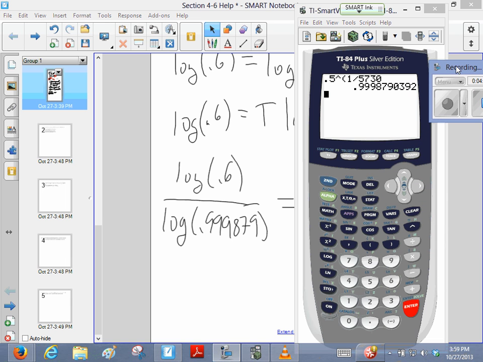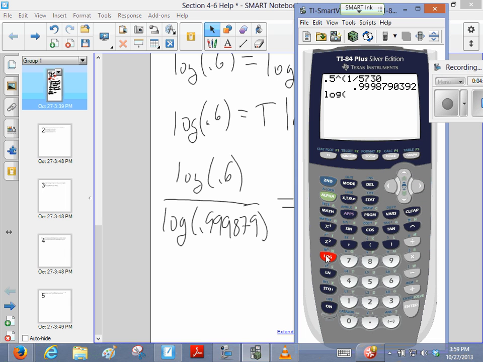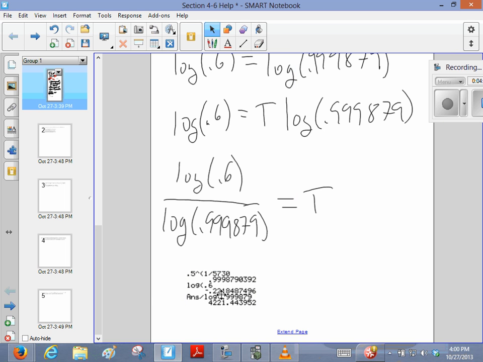Move some windows around here. So let's see. Log of 0.6 divided by the log of 0.999. I could probably just use the value that's on the calculator, but I've got this half typed. So I'm getting 4,221. I think the answer in the back of the book is 4222. So this is just a rounding situation that's happening.